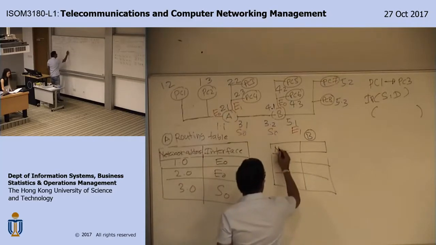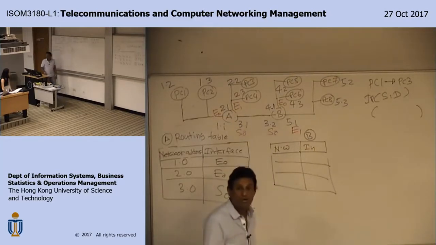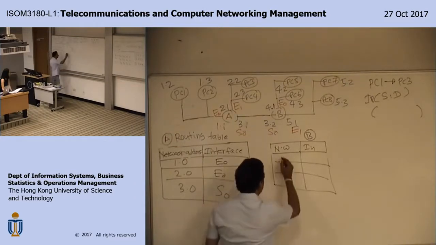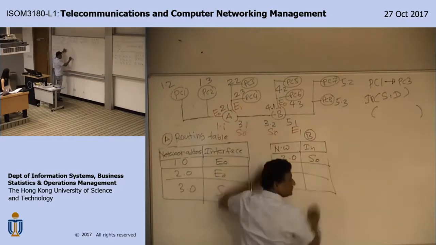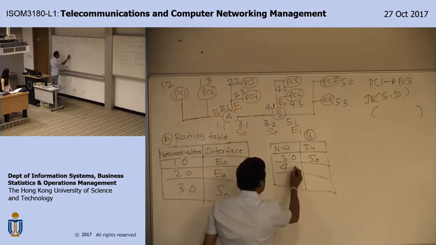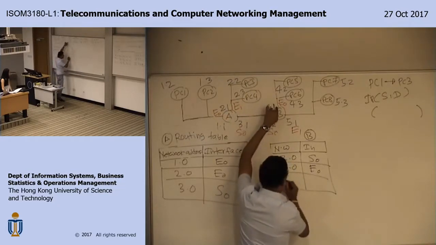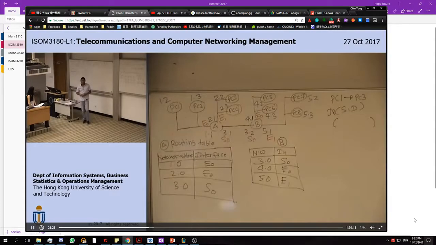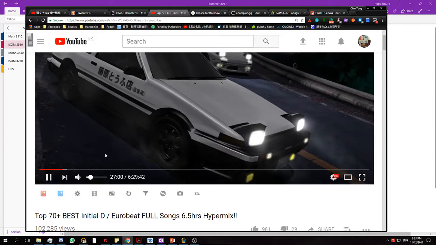Similarly, how about router B? We have network address and the interface. How many are there? 4. Router B, tell me which ones? Yes, 3.0 connect to which interface? 3.0 connect to S0. What else? 4.0 connect to E0 and 5.0 connect to E1. Okay. So this is what we call initial routing table of router A, right?